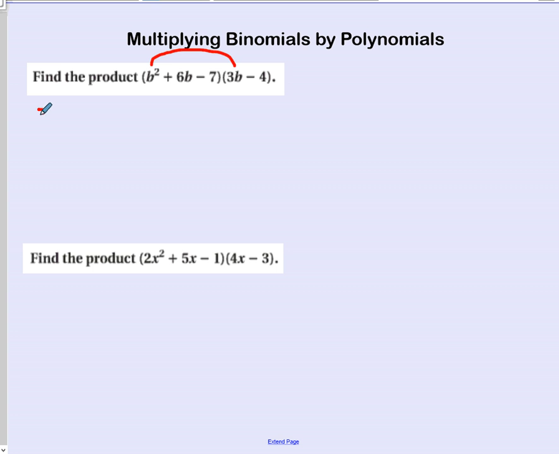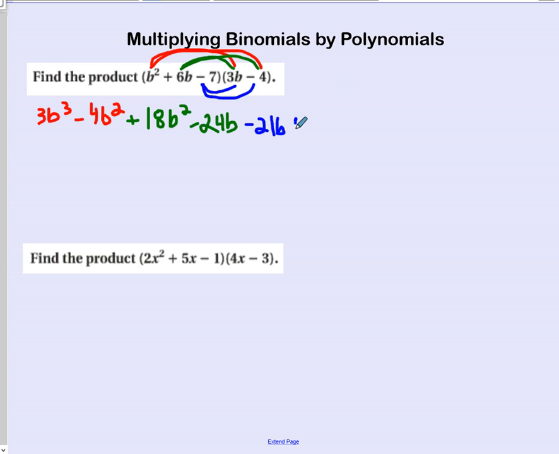So that's going to be 3b cubed. Then I'm going to do b squared times negative 4. Okay, so that would get me negative 4b squared. Okay, I'm going to pick a different color here, and I'm going to do everything from 6b. So I'm going to go 6b times 3b, which would be 18b squared. All right, and then I'm going to do 6b times negative 4, so that would be negative 24b. And then pick my third color here, and I'm going to do a negative 7 times 3b, so negative 21b. And then I'm going to do negative 7 times negative 4, which would be positive 28.